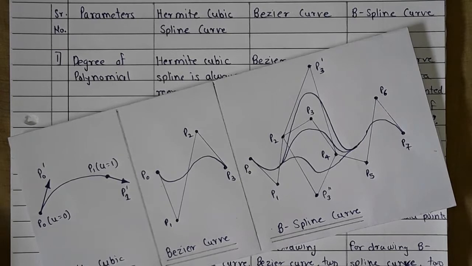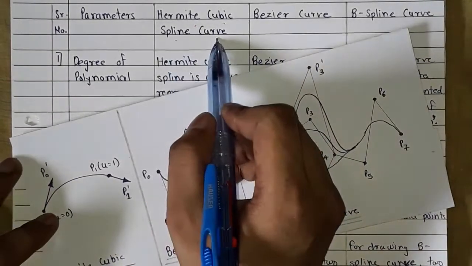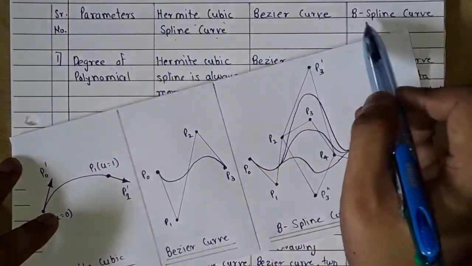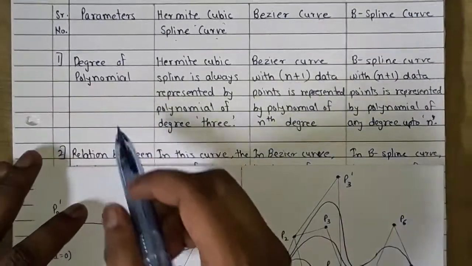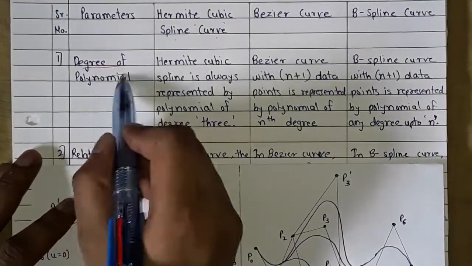Hi friends, in this video we are going to see the difference, or comparison, between Hermite cubic spline curve, Bezier curve and B-spline curve. Here, friends, the first parameter we are going to take is the degree of polynomial.